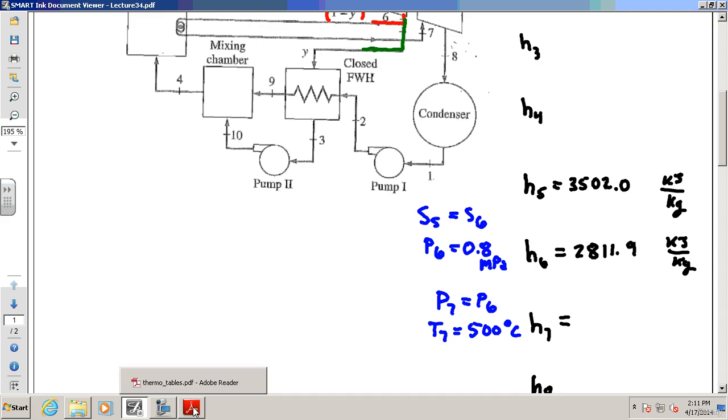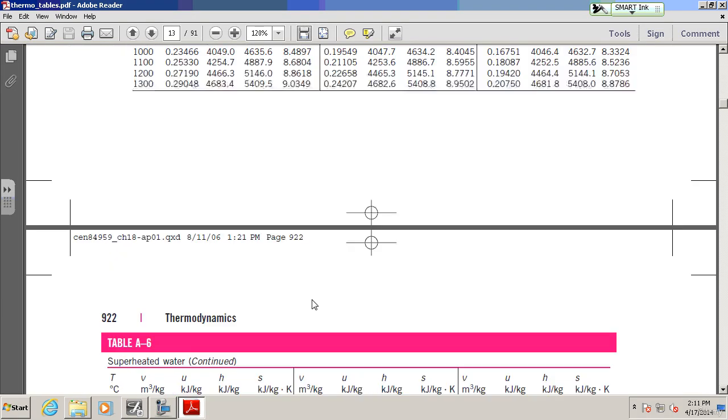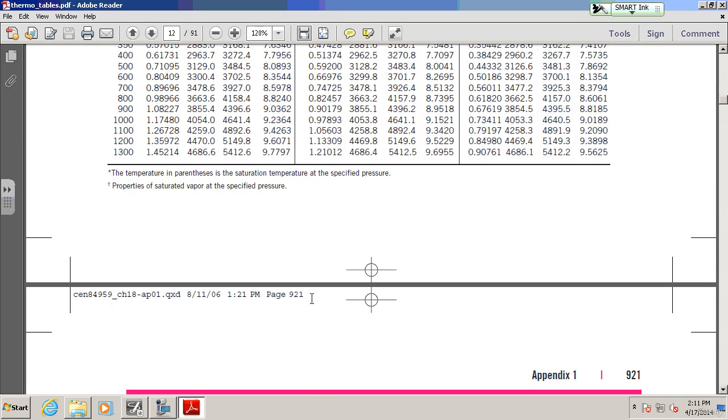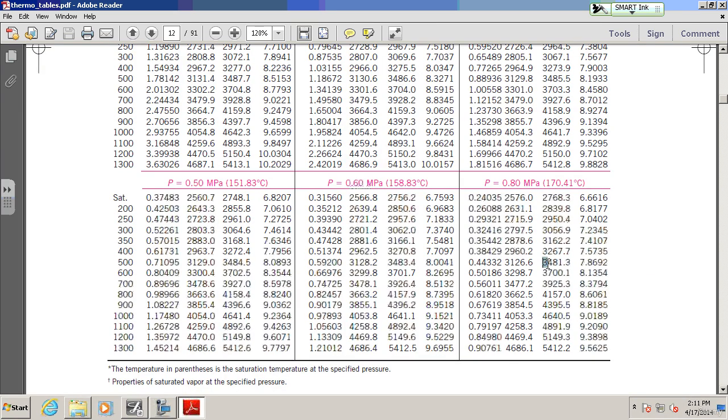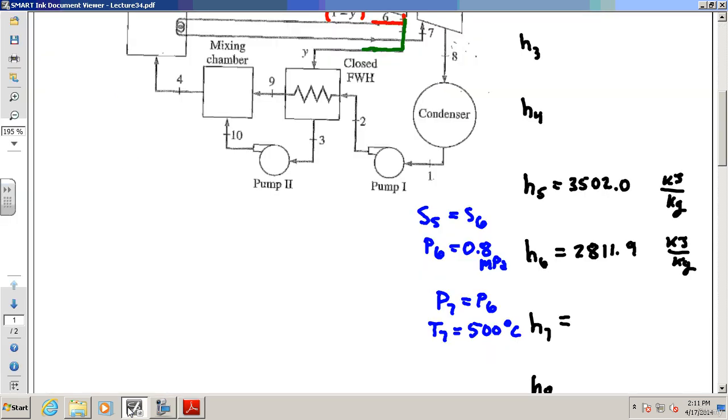I'll just go to the tables. 0.8 megapascals and 500 degrees Celsius, I believe that's right there. So you get 3481.3. So this is 3481.3 kilojoules per kilogram.